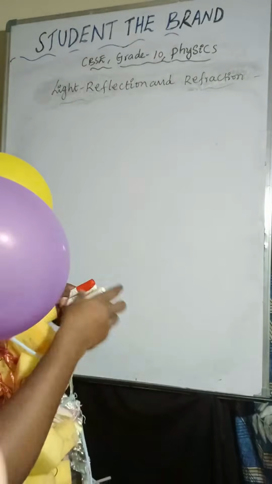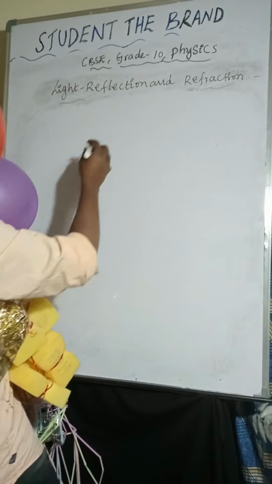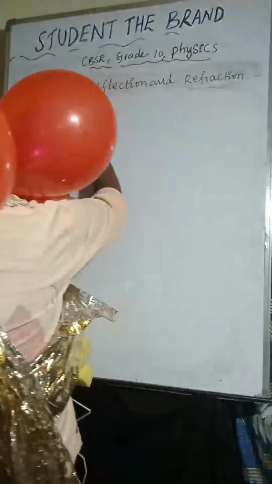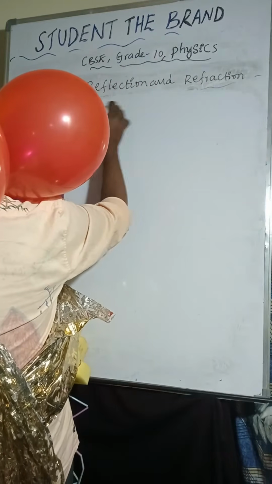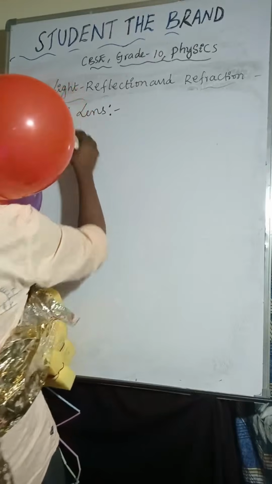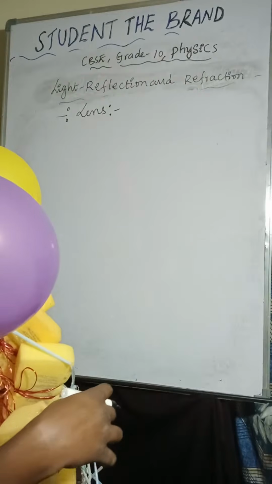So next one we will be discussing about spherical lenses. There are two types of lens, convex lens and concave lens.